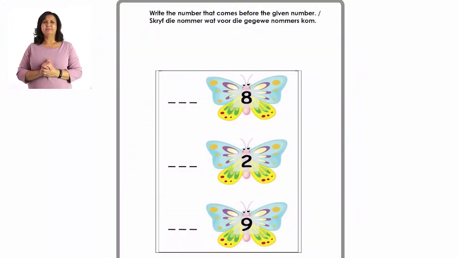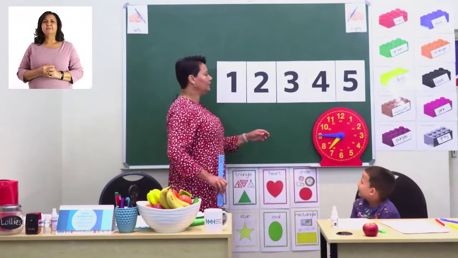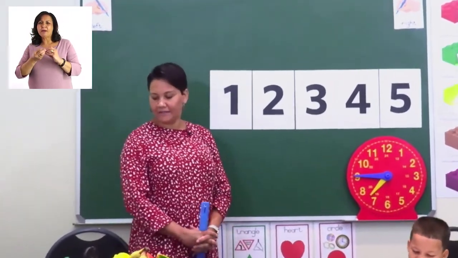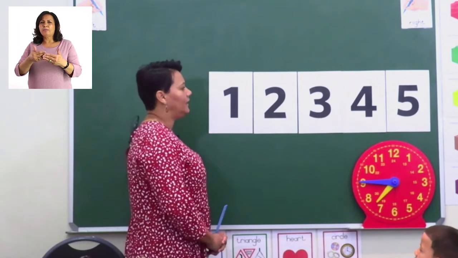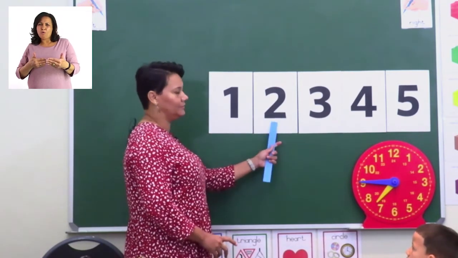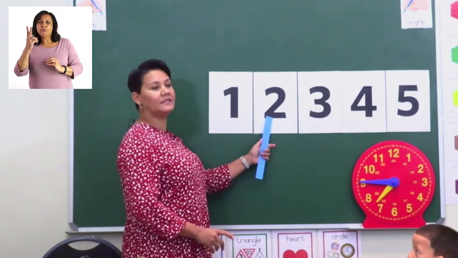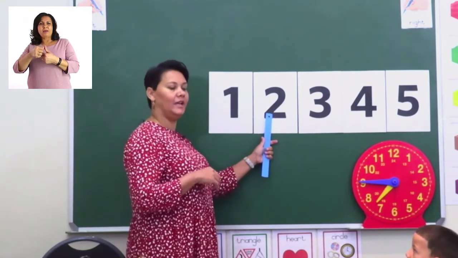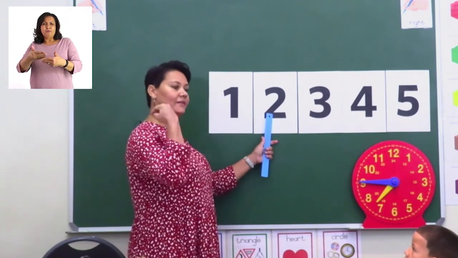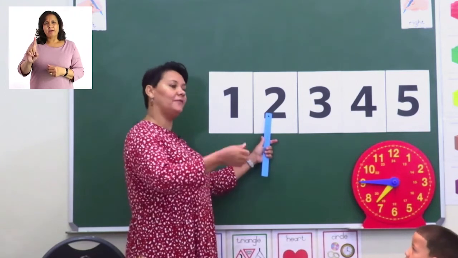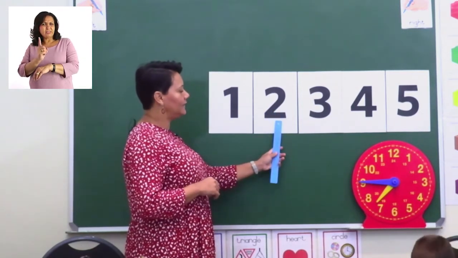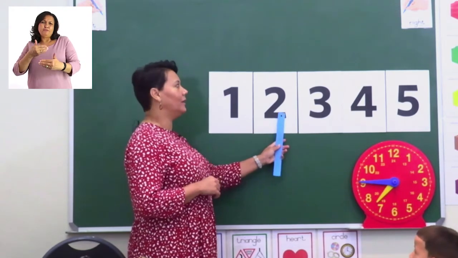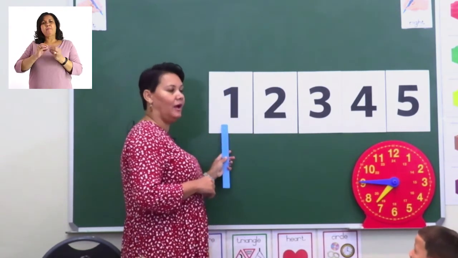Before we look at page 30, let's first just look at our numbers again. If we look at our numbers and we want to find the number that comes before, let's say, for example, number 2. If we look at number 2 and we ask, what comes before number 2? Remember, we talk about the previous thing. What did we do before? The previous thing. What number did we mention first? So now, if we look at number 2, what comes before number 2? We go back and we say it's number 1.